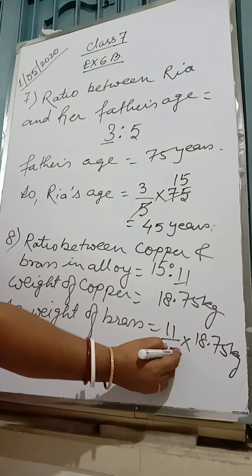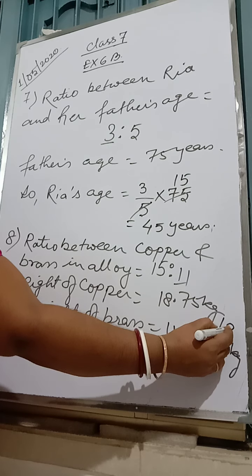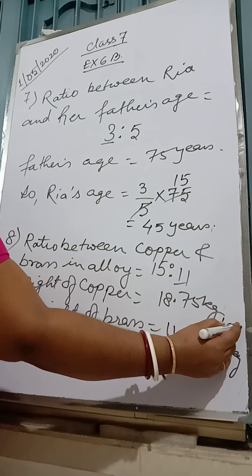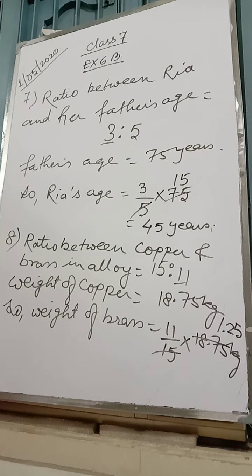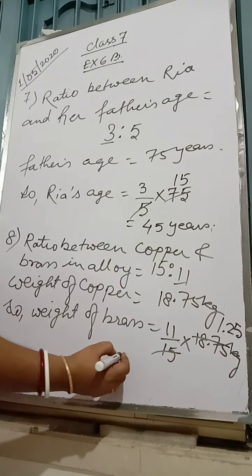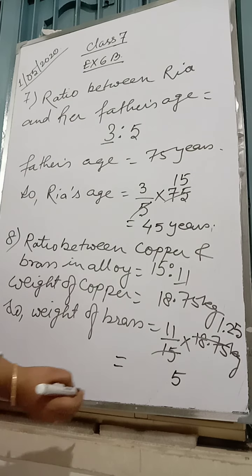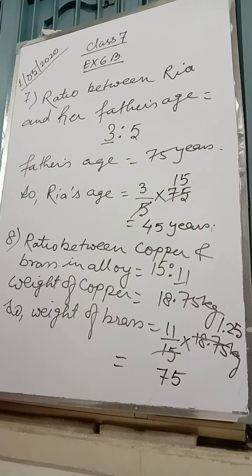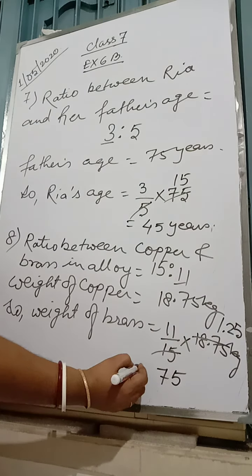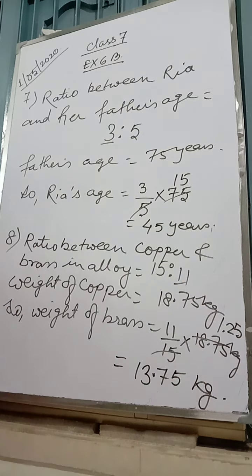Now we'll cut it with 15. 15 ones are 15, 15 twos are 30, 15 fives are 75, 1.25. When you multiply, 11 fives are 55, 11 twos are 22 and 5 is 27, 11 ones are 11 and 2 is 13. 13.75 kg is the weight of brass.